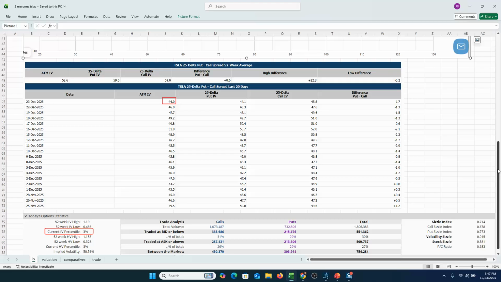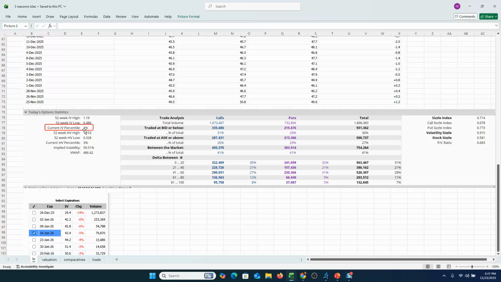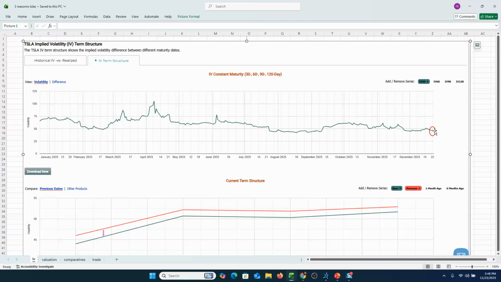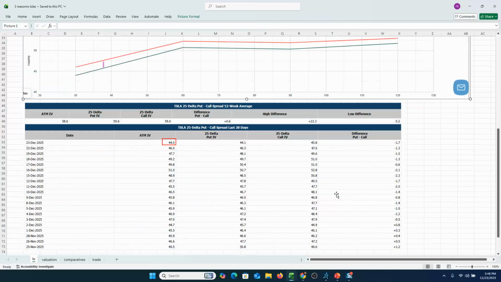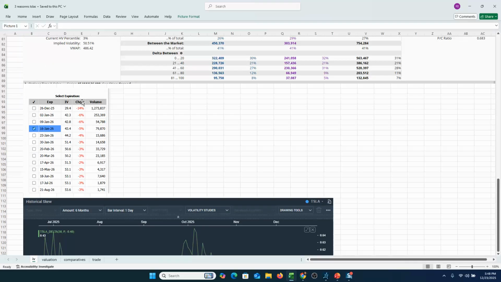You can see the current IV percentile at only 3%. So that is certainly very, very cheap. That alludes to what we looked at up here, where IV is at pretty much the lowest level over the past year. This is saying over the past year, it's only been cheaper 3% of the time. You can see it did drop from yesterday to today across the entire term structure of volatility.